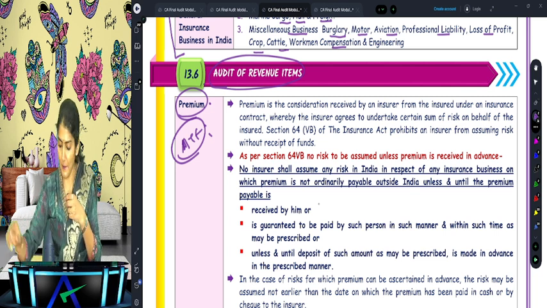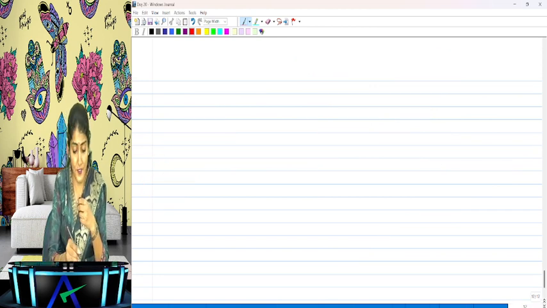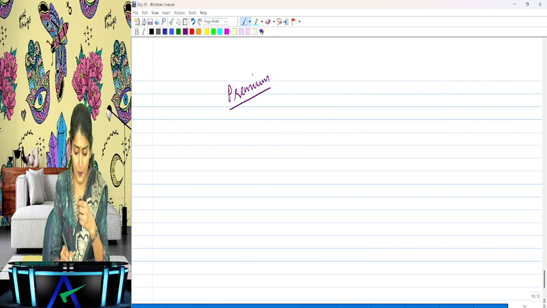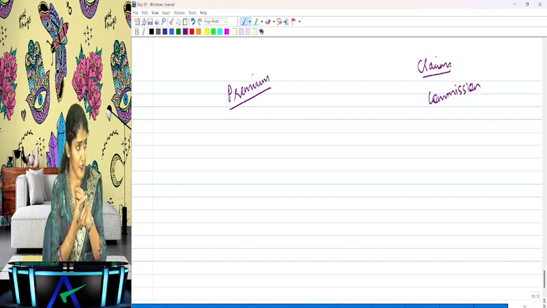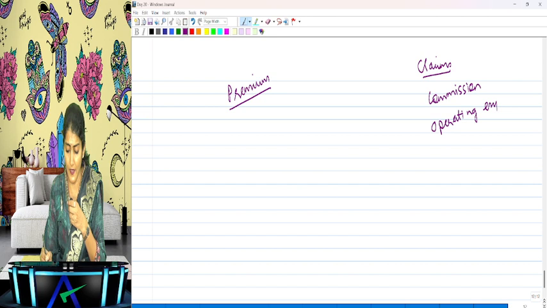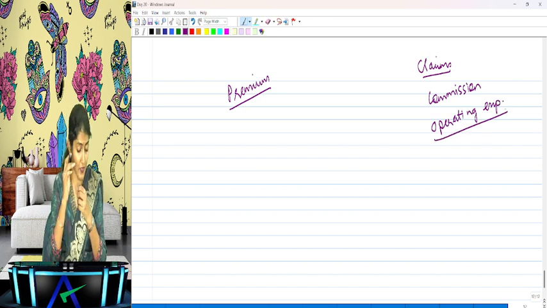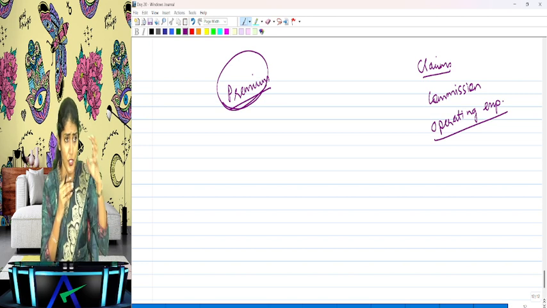Right. So now coming to the revenue items. What is the first most important source of income for an insurance company? Premium income. And what is the biggest expenditure for an insurance company? The claims which it has to pay. And what is another expenditure? The commission which is payable to the agent. Another expenditure is the operating expenses, the day-to-day operating expenses of the insurance company. So right now we are talking about the premium income of the insurance company.